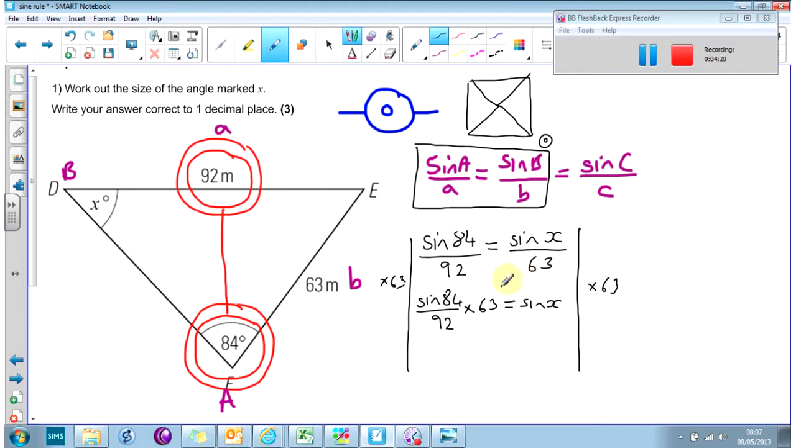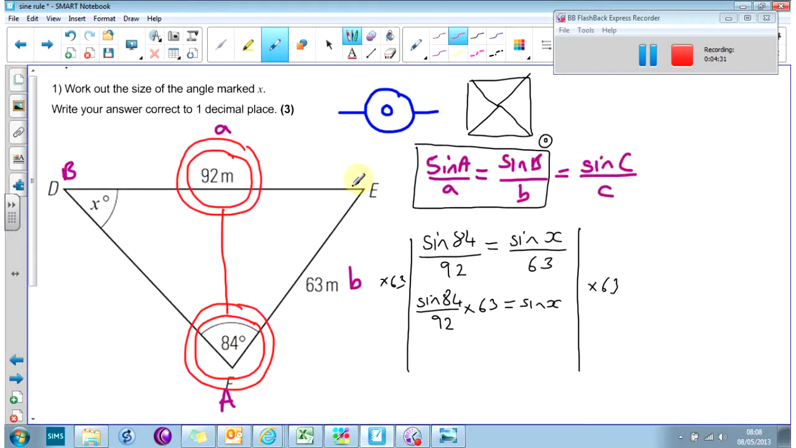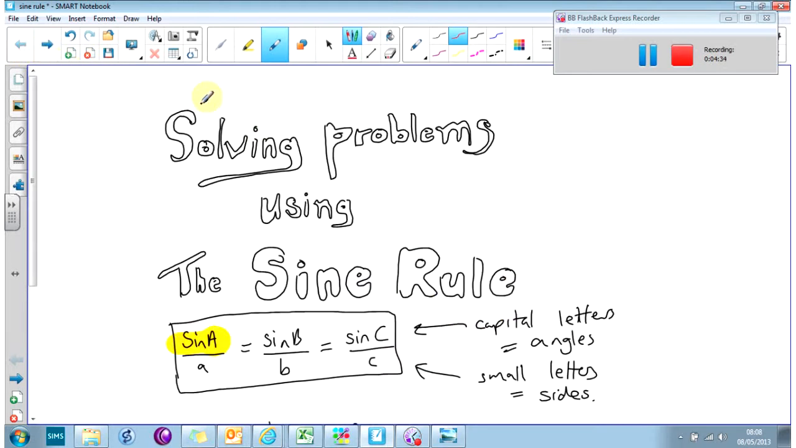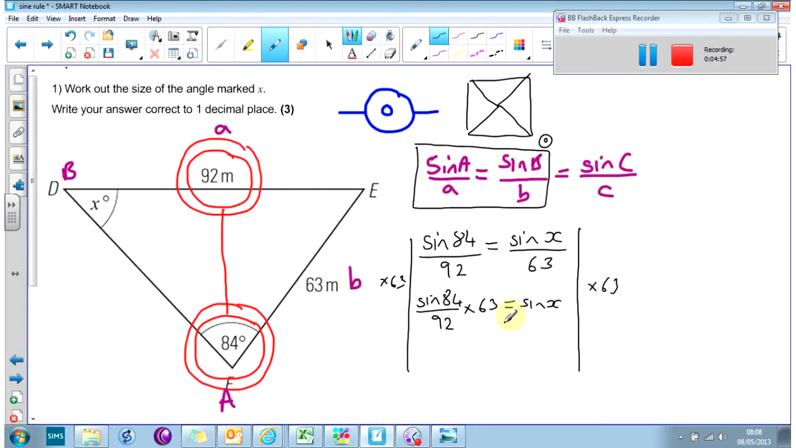And I'm going to type that into my calculator, and I'm just going to show you what it should look like. Now, notice that what's on the screen here looks exactly like what I wrote down. And that's really important, that's the point of getting these calculators. I used the fraction button to get this line. The fraction button has two squares with a line in between them, and then this big button here I used to move the cursor along so that I could have the 63 and it wouldn't be on top of the fraction button. And I've got my answer there, 0.681, so let's write that down. 0.681.